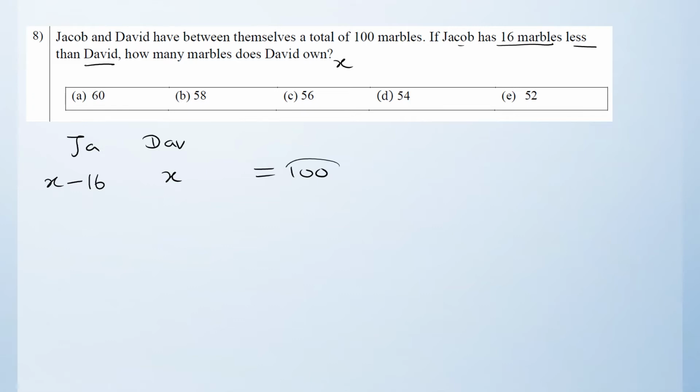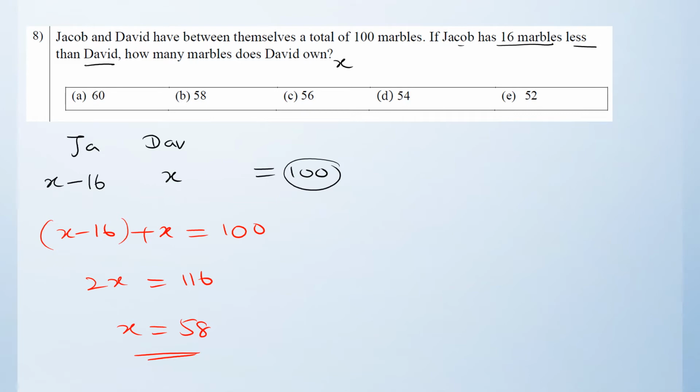Since we have a total of 100, we can develop an equation by getting the summation of these two and equating to 100. Solve for x. We have 2x as 116. So x is equal to 58. So the answer is B only.